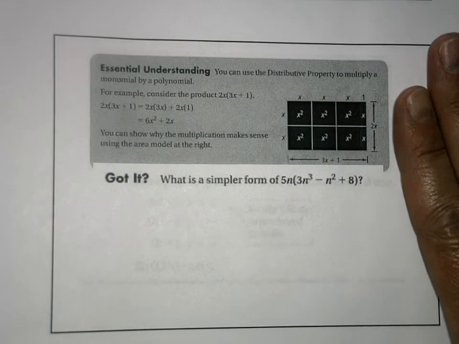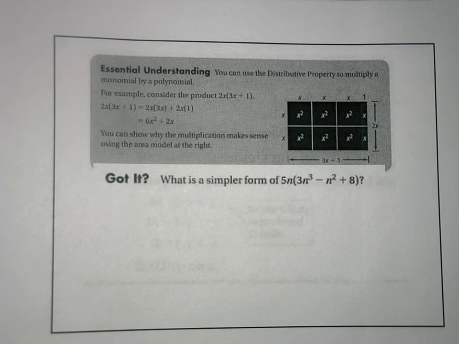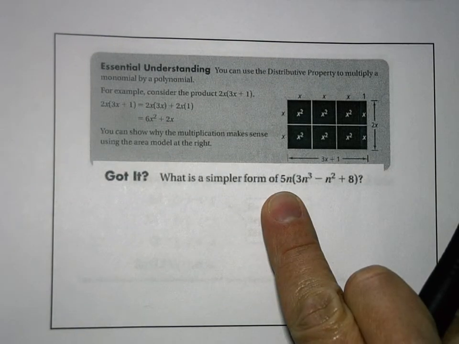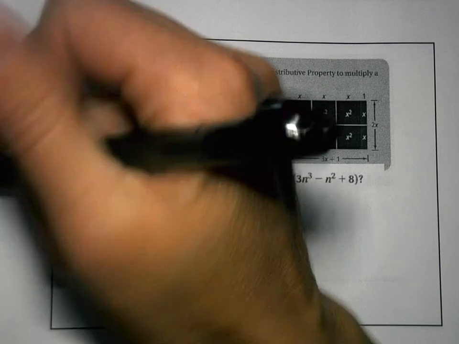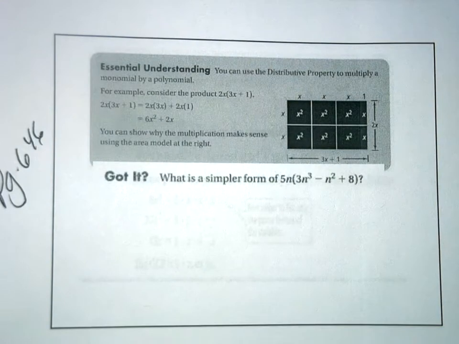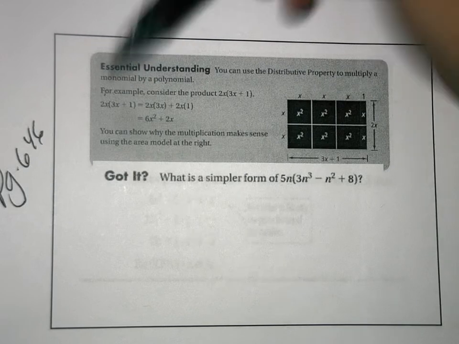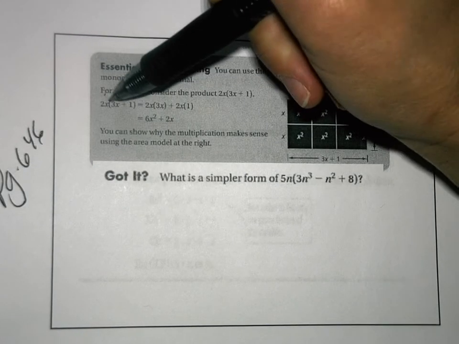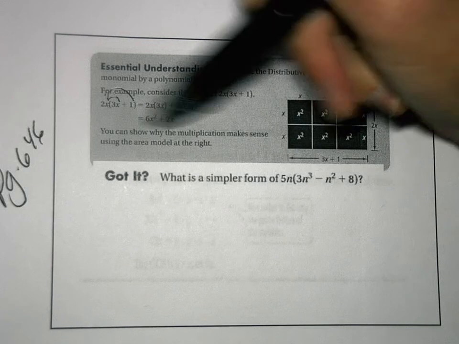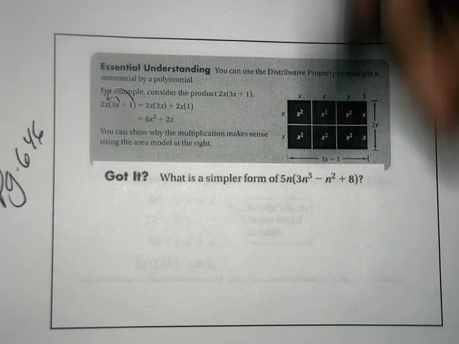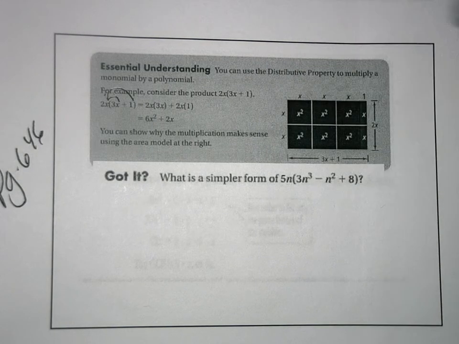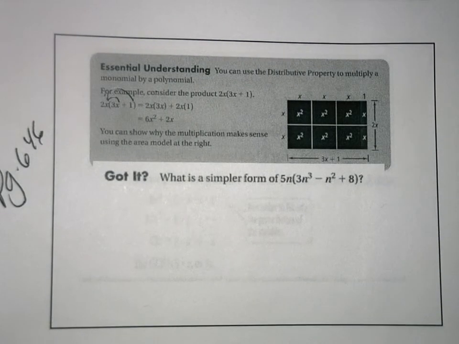So still on page 646, basically when you are multiplying here, when you have a monomial times a trinomial or any type of polynomial, you are using the distributive property. What they're showing us here is that when you take this 2x and multiply it through, you are multiplying 2x times 3x, and then 2x times 1, and you simplify that to get 6x squared plus 2x. And that is the area of that figure. So we're going to go ahead and practice this.